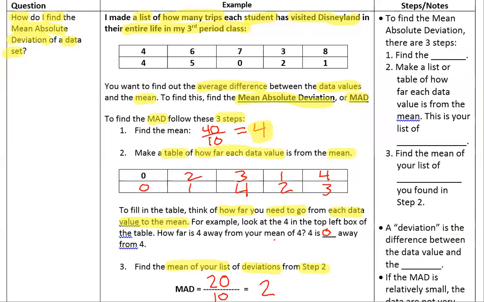And let's go over our steps or notes and conclusion here. To find the mean absolute deviation, there are 3 steps. First, find the mean. Second, make a list or table of how far each data value is from the mean. This is your list of deviations. So use those clue words in mean absolute deviation to help you put together what those 3 steps are. Third, find the mean of your list of deviations you found in step 2. A deviation is the difference between the data value and the mean.